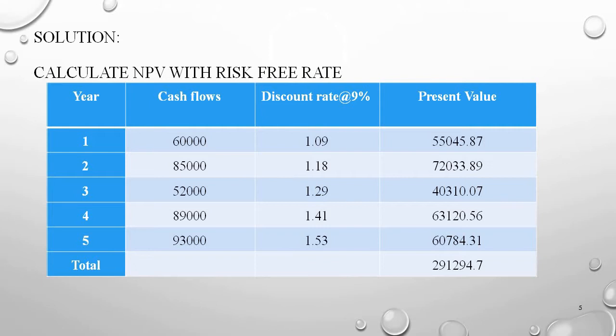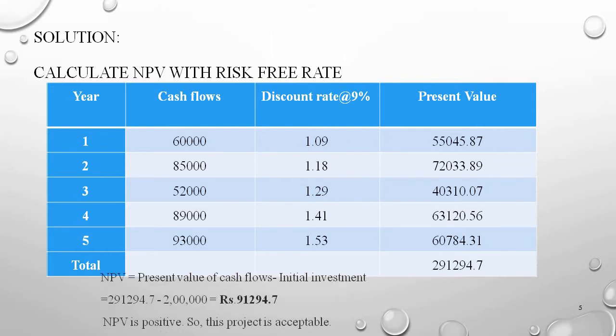After getting the present value of cash flows, total will give you total present value of cash flows. Net present value is equal to present value of cash flows minus initial investment, which is 2,91,294.7 minus 2 lakhs, equal to rupees 91,294.7. NPV is positive, so this project is acceptable.